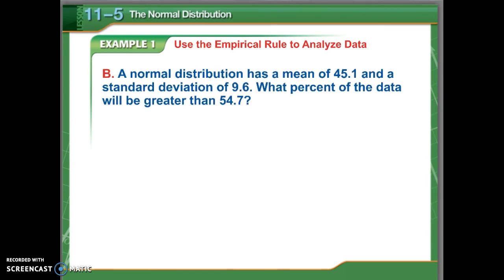For part B, same scenario, a normal distribution has a mean of 45.1 and a standard deviation of 9.6. What percent of the data would be greater than 54.7?